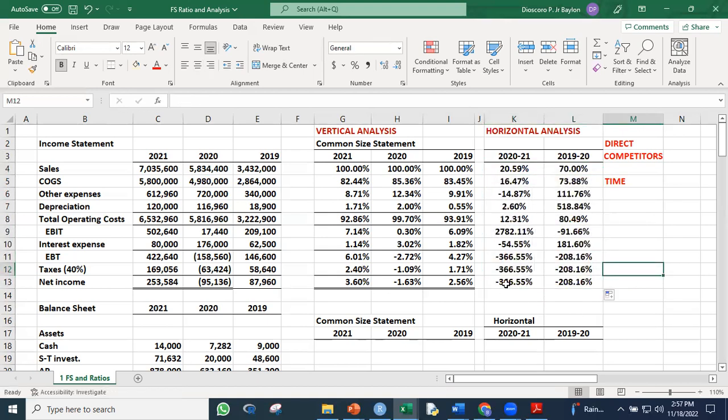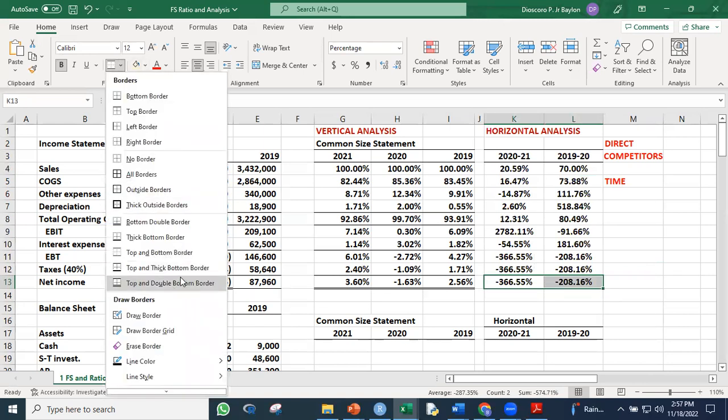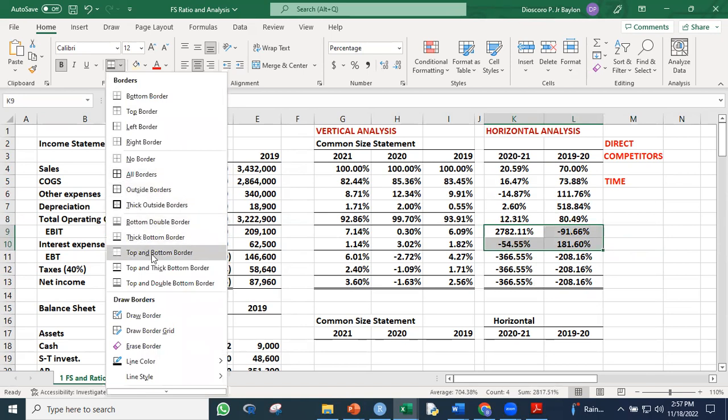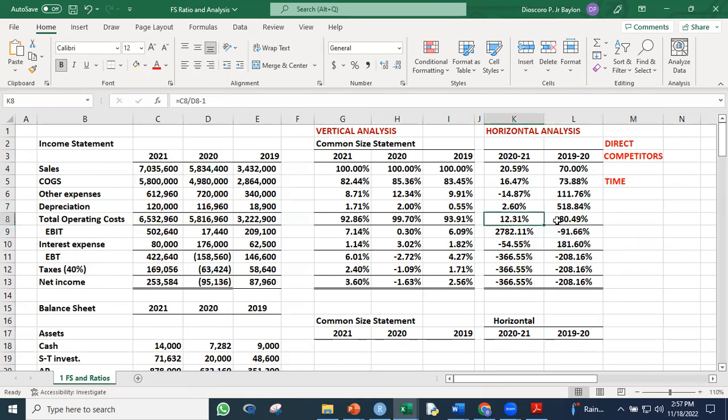All right, and same thing, we follow the formatting so that it will look like an income statement. Top and bottom, and then this one also top and bottom. There.